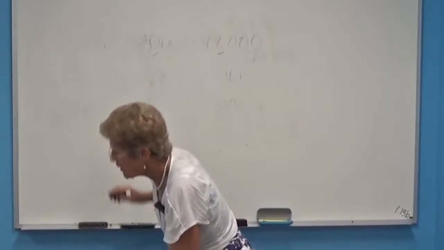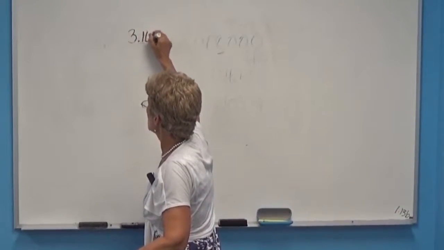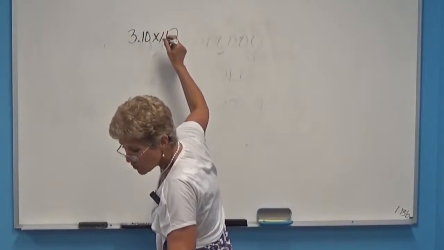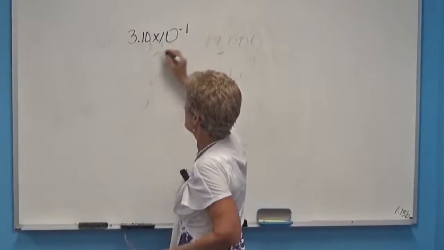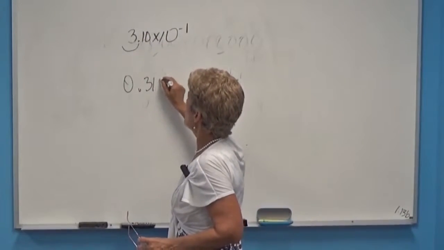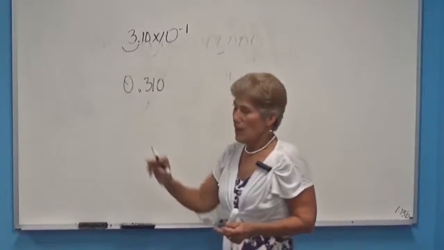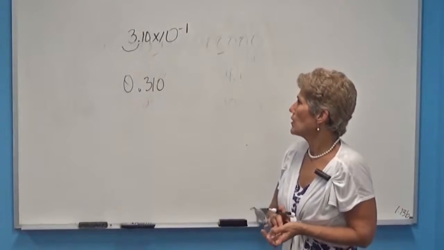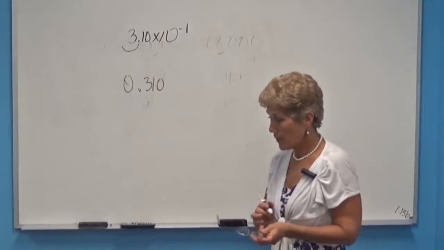And then this last one here is 3.10 times 10 to the negative 1. So it's just going to move one place that way. So 0.310, and, well, we know that those are all significant, so we have to keep those there. Okay.